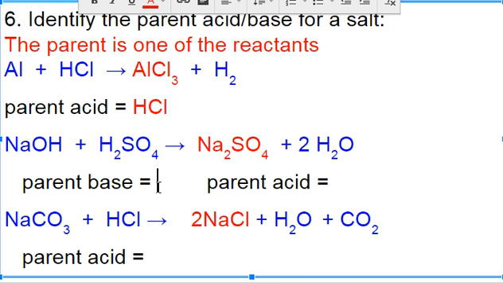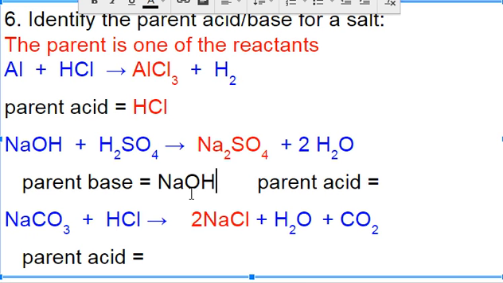And then on the second equation, where you have a neutralization, your salt is Na2SO4, so you have a parent acid and a parent base. In this case, your parent base is NaOH, and your parent acid is the H2SO4. And I'll just make those both red so you can see those are my answers.